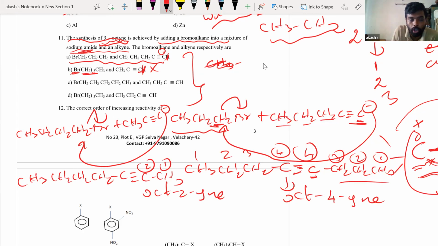Right? Now, if I go to option C, let me check what happens here. I can directly write the product, right? If I write the product, I start from here. CH3. Now, how many CH2s? 1, 2, 3.